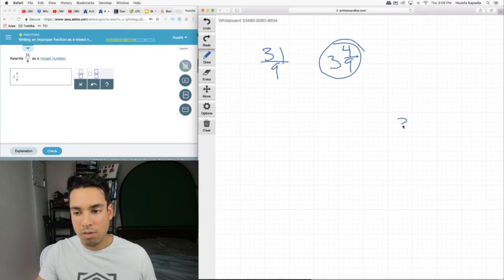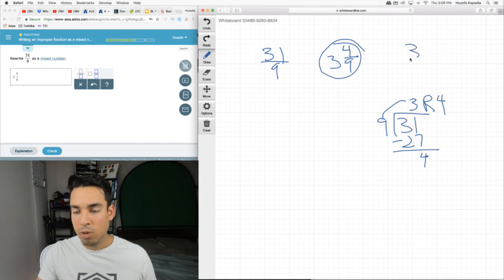Again, if we wanted to do the division, it'd be 31 divided by 9. 9 goes into 31, like I said, 3 times. 3 times 9 is 27, with a remainder of 4, which means the mixed number is 3 with a remainder 4 over this divisor of 9.